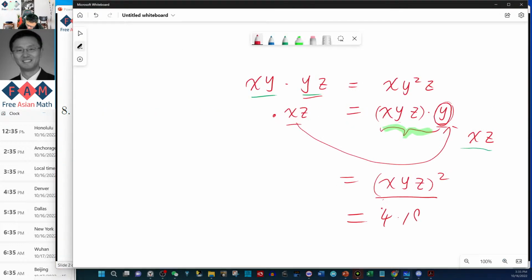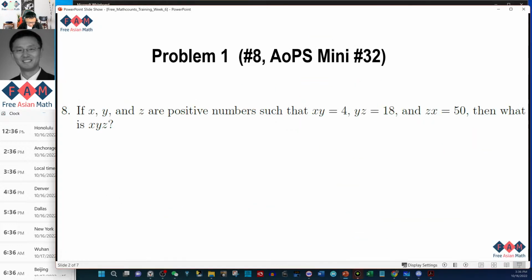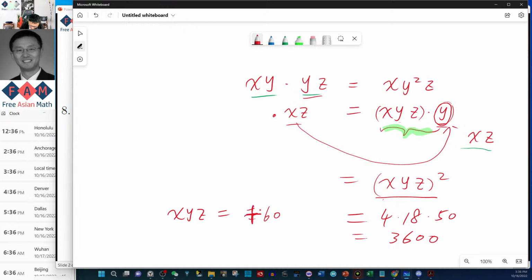So this is 4 times 18 times 50, which gives us 4 times 18, that should be 72, times 5, 360, and one more zero. So this is 3,600. And now you can easily see xyz should be, well, it could be either 60 or negative 60 in theory, right? But the problem already told you that they are all positive numbers. So therefore, xyz must be only positive 60.